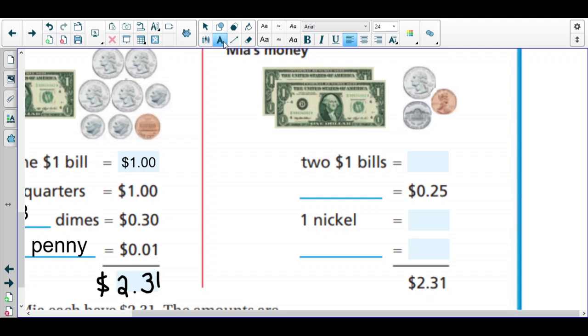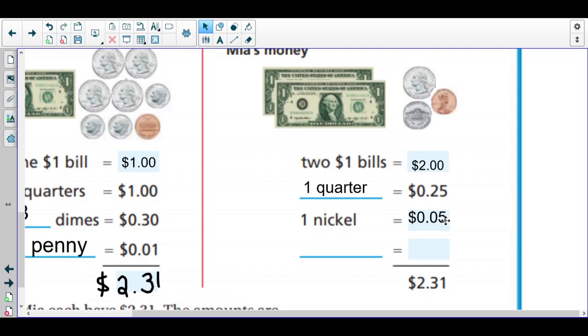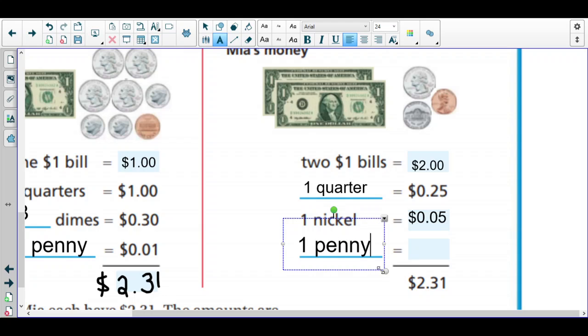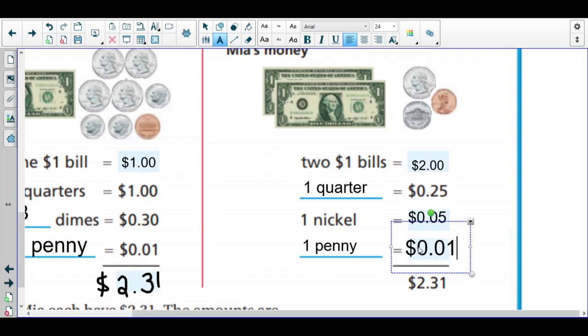2 bills is equal to $2. And we want to make sure we keep our decimal points lined up. That's going to help us out. All right, we have 1 quarter, 1 nickel worth $0.05. Again, making sure that our decimal points are lined up. And 1 penny. Which is $0.01.